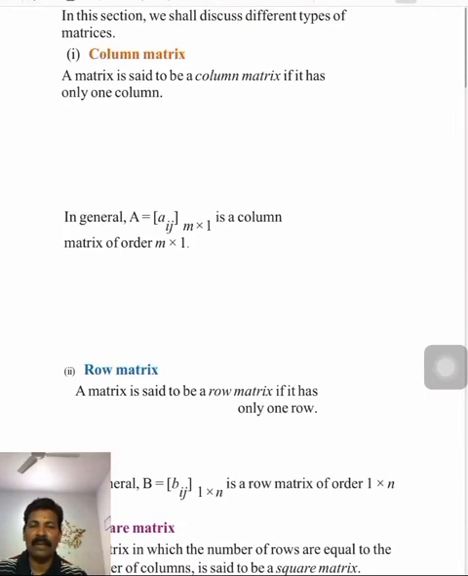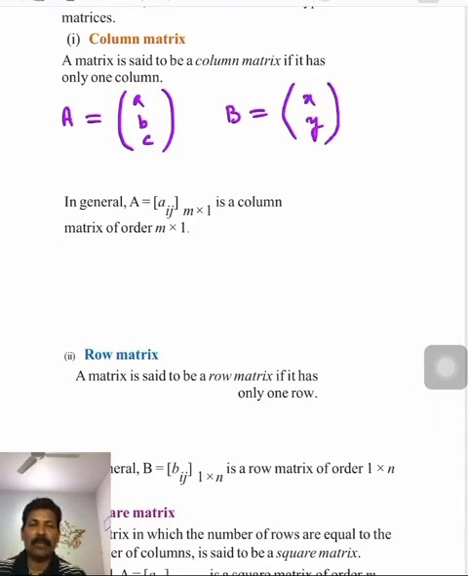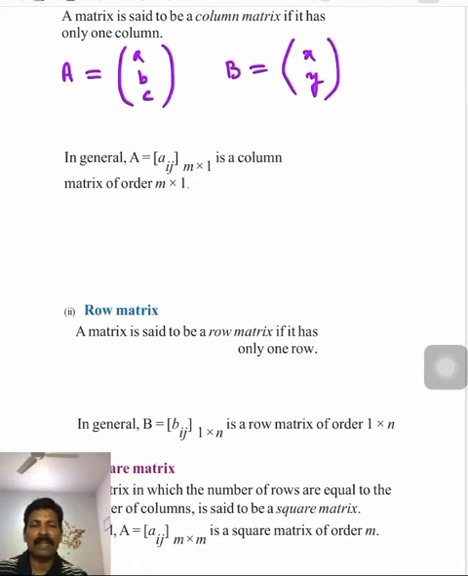For example, capital A is equal to the column matrix A, B, C. This is a column matrix because it has only one column. And another one is capital B is equal to the column matrix X, Y. In general, A is equal to [Aij] m by 1 is a column matrix of order m by 1. M rows by 1 means one column only.